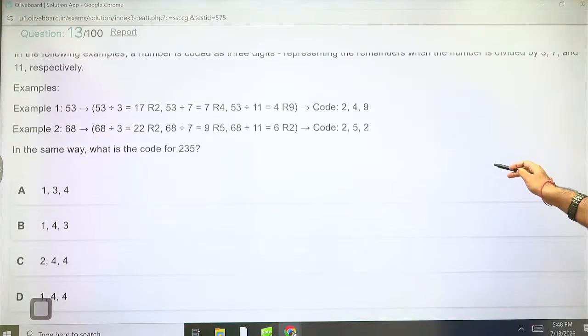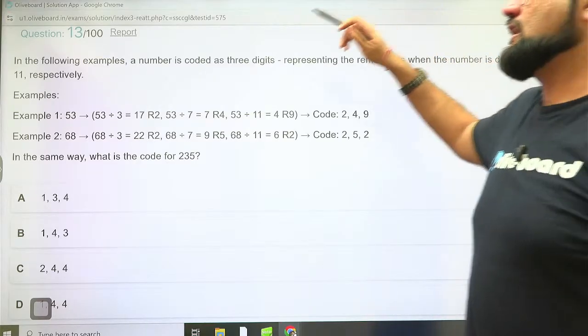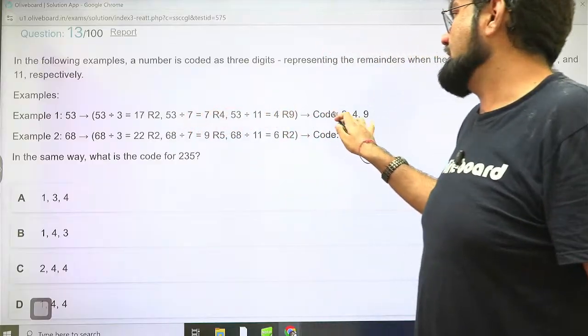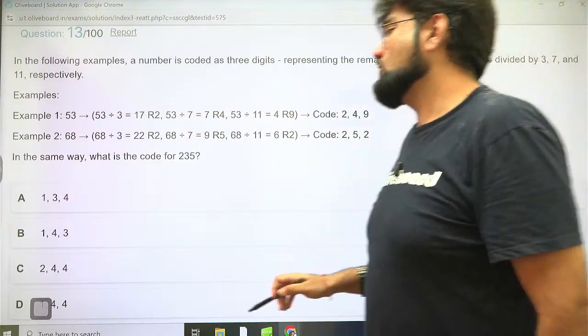Next. Now, this question we had seen in the last mock also, a similar question rather. What is happening here is, the question is telling you that a code is generated by finding the remainders of a particular number being divided by 3, 7 and 11. And then we are writing those three remainders together as the code. Then what is the code for 235?